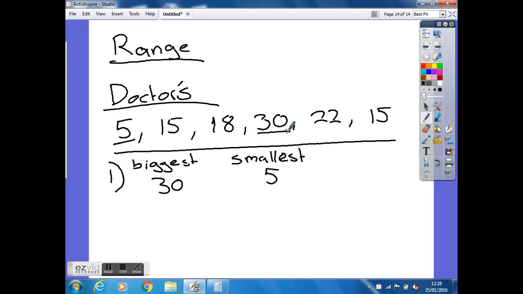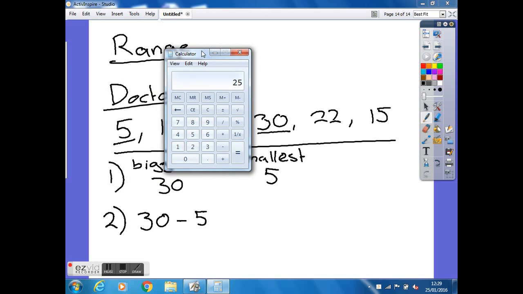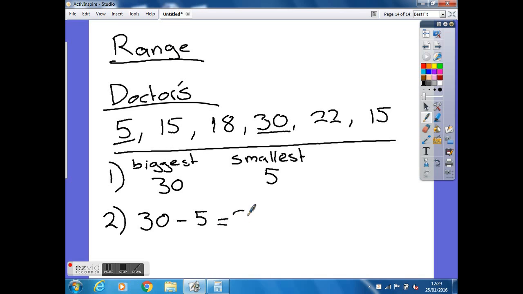Then the second step, again, always the same, never changes. You have your biggest number and you subtract your smallest number away from that. All this is essentially doing is finding the difference between the biggest and smallest numbers, but that is exactly what a range is. Using our calculator, we can go, well, the range is 25 minutes. And that's all there is to it.